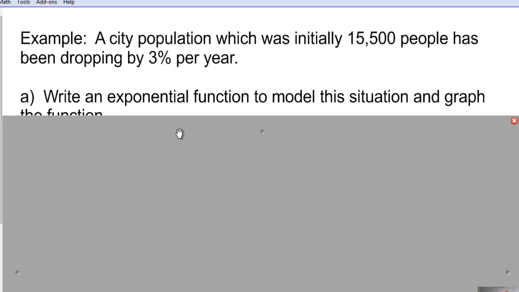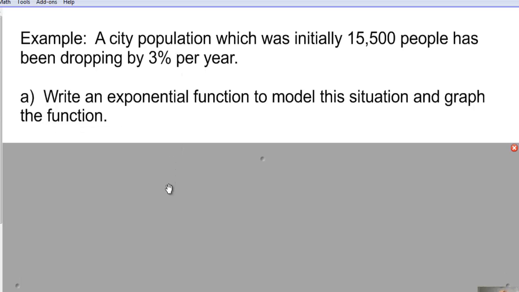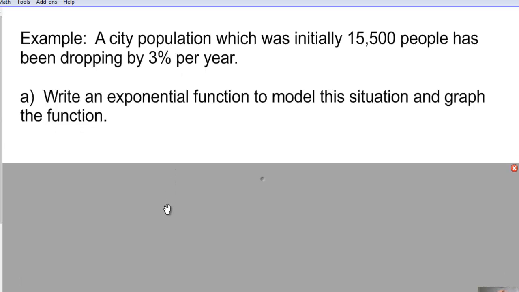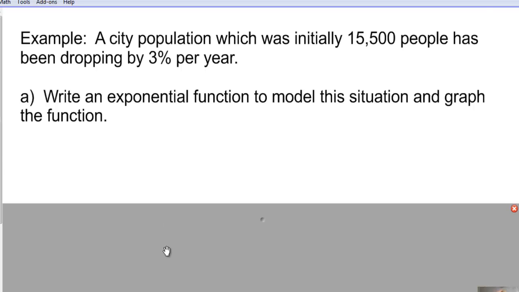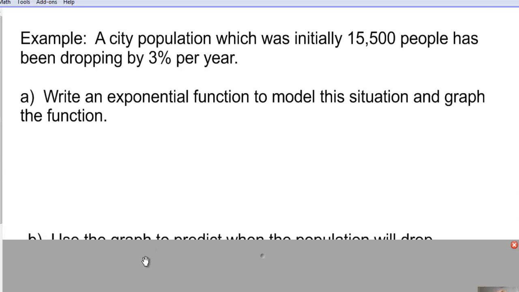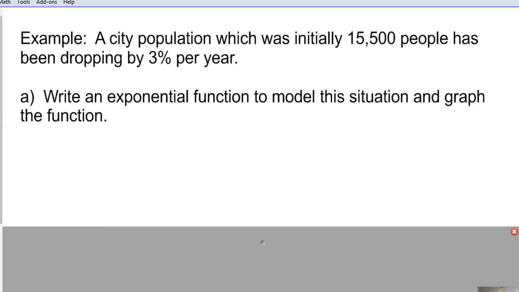Let's look at one last example. A city population which was initially 15,500 people has been dropping by 3% per year. Write an exponential function to model this situation and then graph the function.